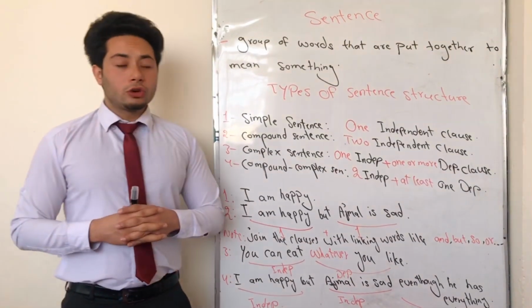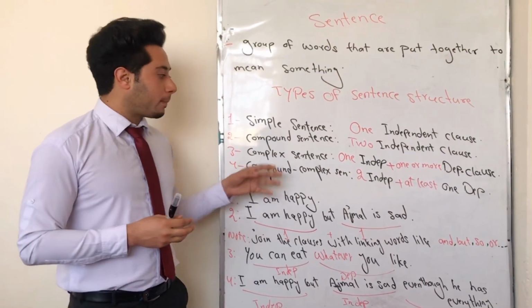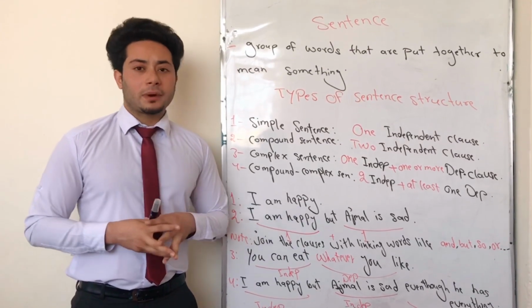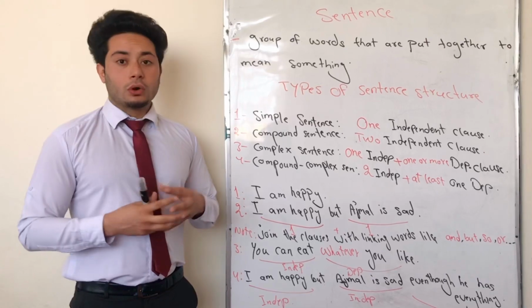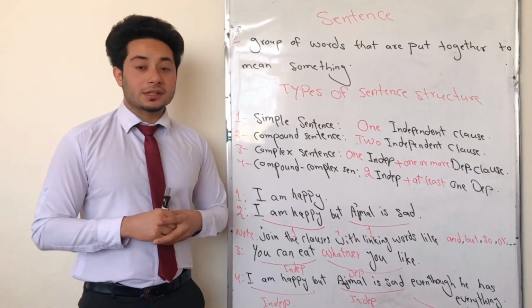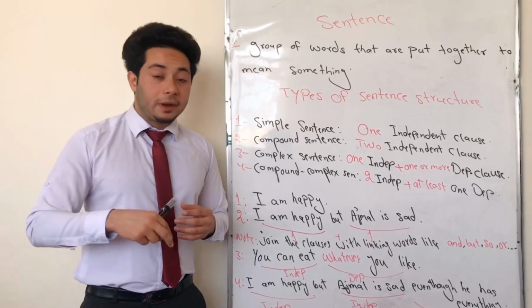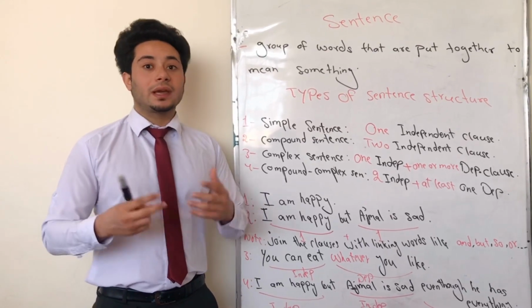Let's talk about the fourth type of sentence structure, which is called compound complex sentence. What are compound complex sentences? Compound complex sentences are those sentences which are made of two independent clauses and at least one dependent clause. It means two clauses with a complete meaning and at least one clause with incomplete meaning.